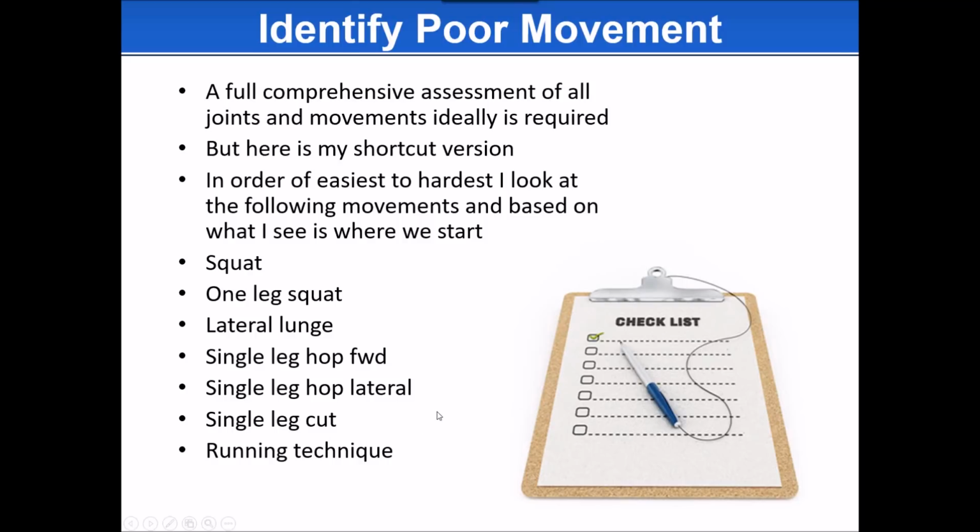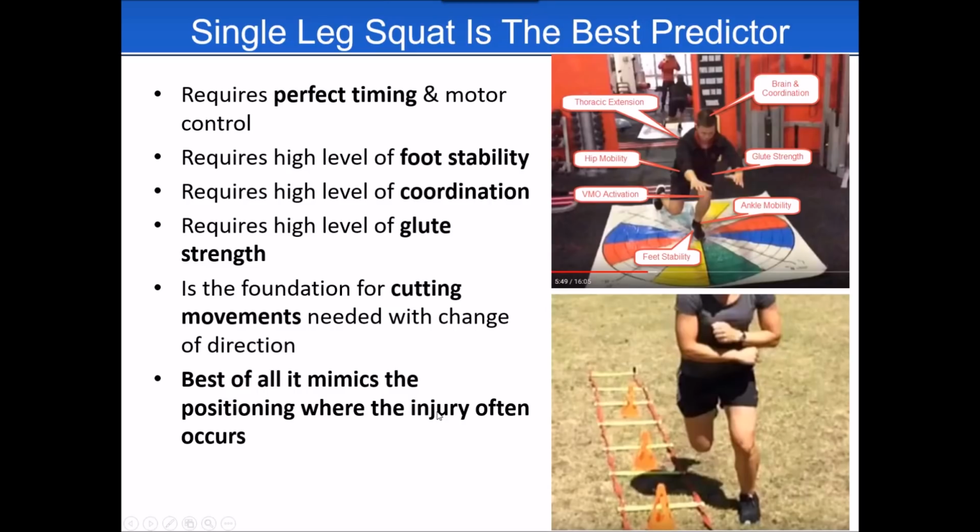Out of them all, the single leg squat is probably the king. That's the one that really predicts most of what I'm looking for, because sometimes it hides in the others and you don't see it. In the single leg squat, it's instantly seen. There's nowhere for it to hide, because it needs all of this perfect timing. Foot stability is a big one. Out of, I think it was 12 players we looked at, there were 3 times we found foot stability was a real issue, and they never knew. They never knew it was an issue until we actually asked them to do a few things.